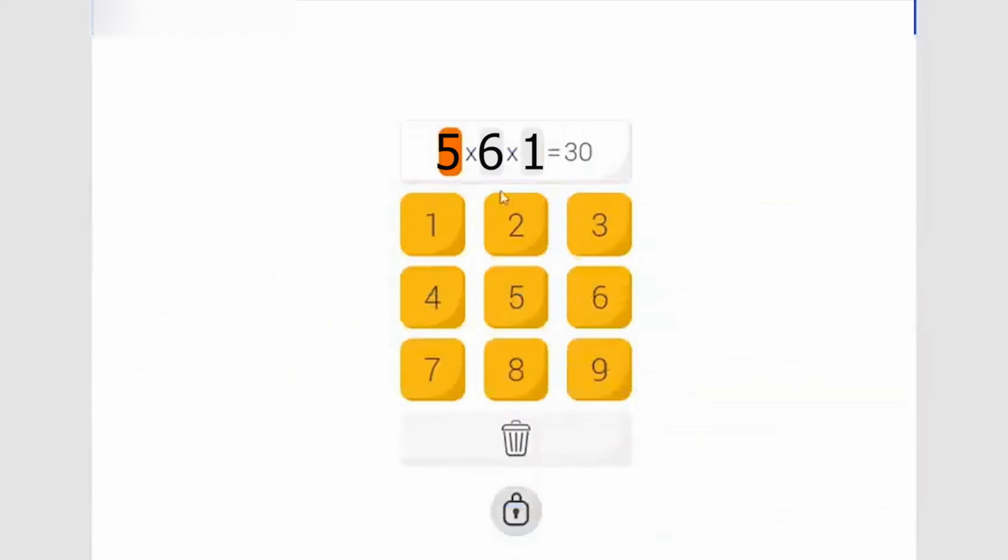This one is very easy. 5 into 6 into 1. When you have more than 2 blanks in the multiplication brackets, use one number as 1, because that will make life very easy and will get rid of at least one of the brackets completely.